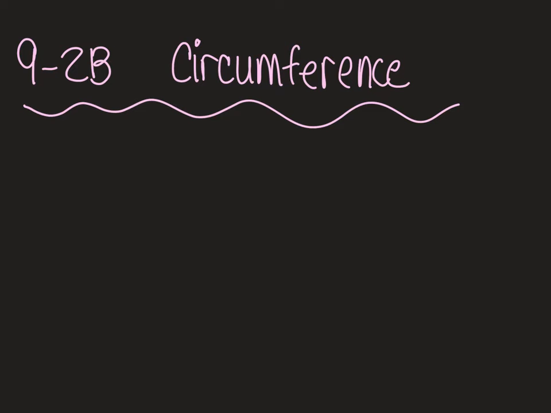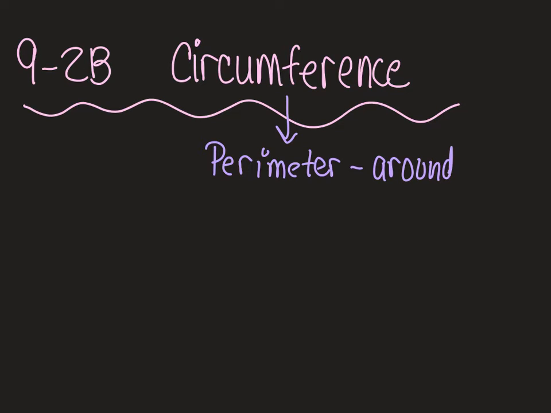Today's video is Chapter 9, Lesson 2B. We're going to talk about circumference. Circumference is just like perimeter, but since circles are not polygons, they give it a new name. Perimeter is the distance around a shape. So we're going to go around the circle.